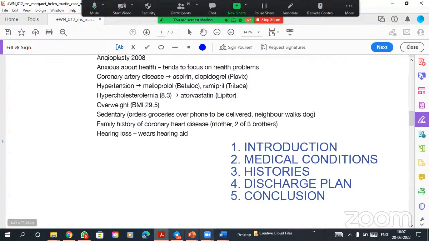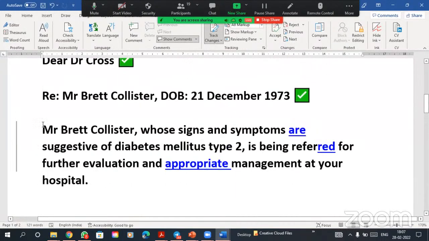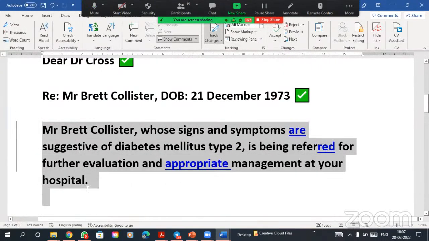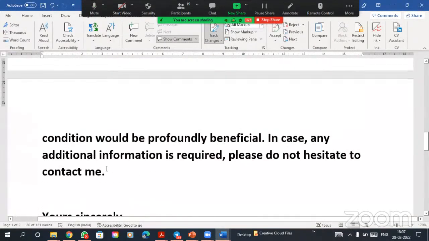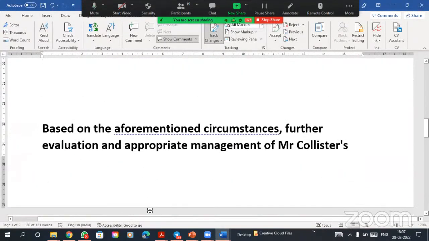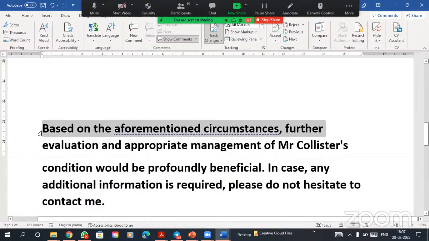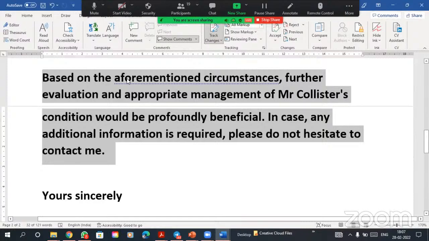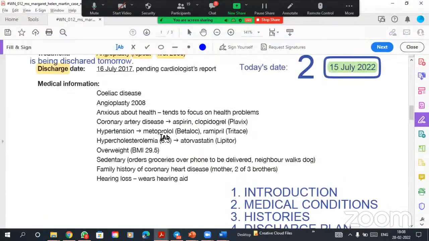Already Mr. Mukkuraju has given it here. We have seen here, this is the introduction. We have done a lot of introductions. Then here is the conclusion. Yes, this is the conclusion. So based on the aforementioned circumstances, further evaluation and appropriate management. So this is the conclusion. And otherwise, everything is fine.